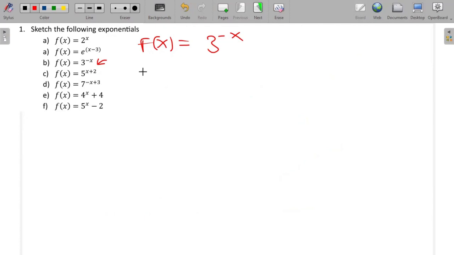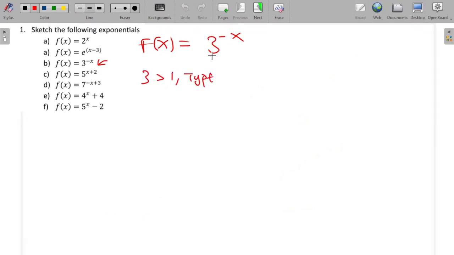So 3 is greater than 1. This should be a type 1, right? But the power there is negative, so it changes to a type 2. Okay, and then the horizontal asymptote will still be y equals 0 because this thing is being added to nothing. What about the y-intercept?